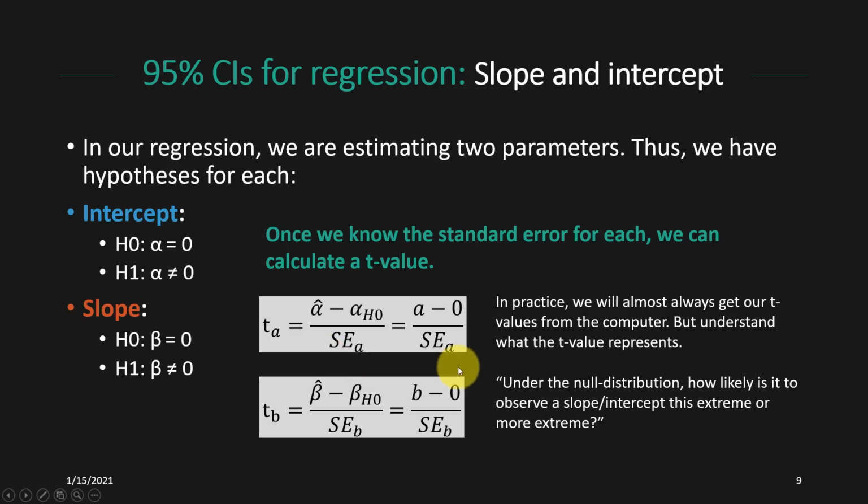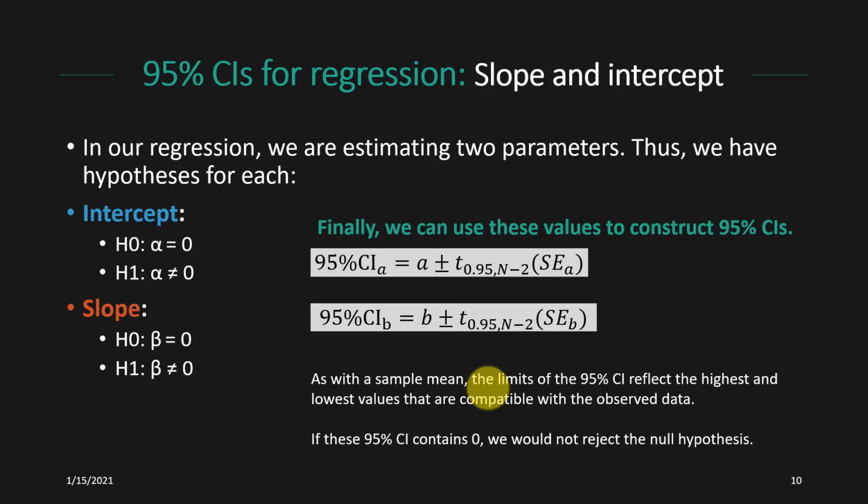And then what we can do once we have those t-scores is calculate a p-value for them to actually make a decision if we would reject the null hypothesis or fail to reject the null hypothesis in that situation. In addition to the hypothesis test, just like we had with sample means, we can also get a 95% confidence interval for these slopes and intercepts. And we're going to get into a little more detail about this in a subsequent video.